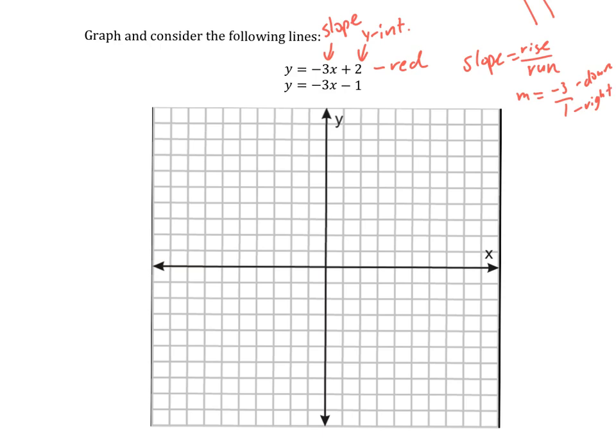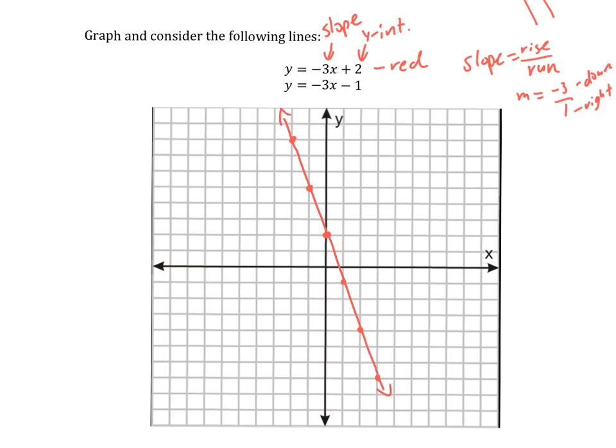So we'll start at our y-intercept, which is positive 2, so a positive 2 on the y-axis. And then we're going to go down 3 over 1, down 3 over 1, down 3 over 1. We could also go up 3 and to the left 1, up 3 and to the left 1, and that's going to be our line here. That's our first line that we're graphing.